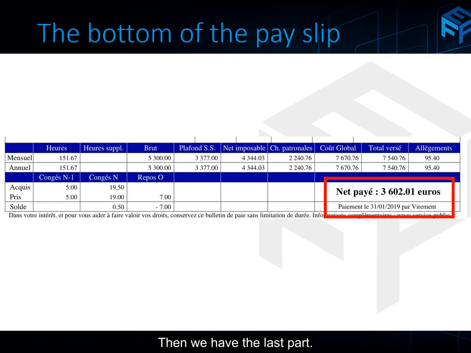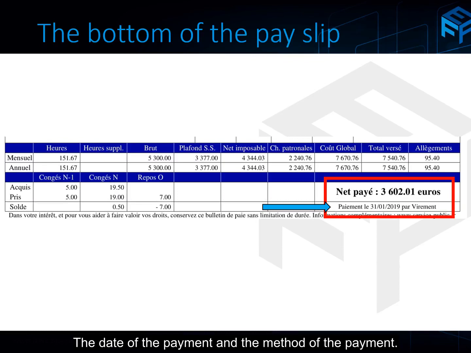Then we have the last element, the net to be paid, very important. And also very important, the date of the payment and the method of the payment.